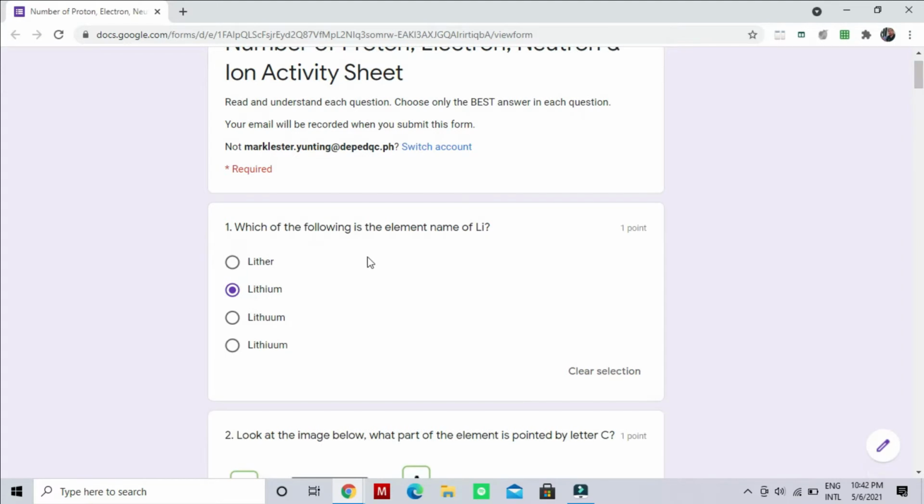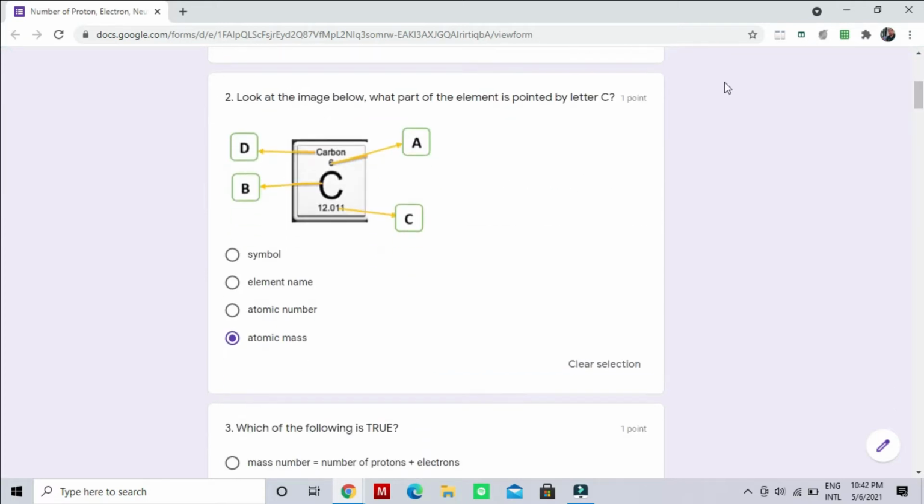Question number 1. Which of the following is the element name of Li? The correct answer is lithium. Question number 2. Look at the image below. What part of the element is pointed by letter C? The correct answer is atomic mass.